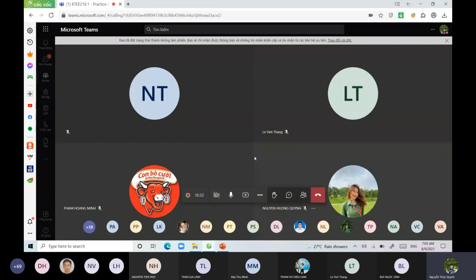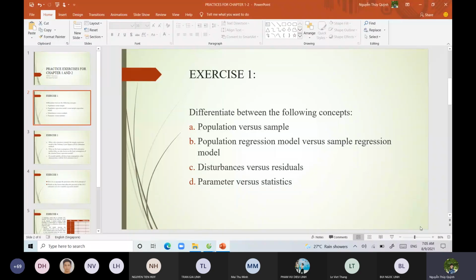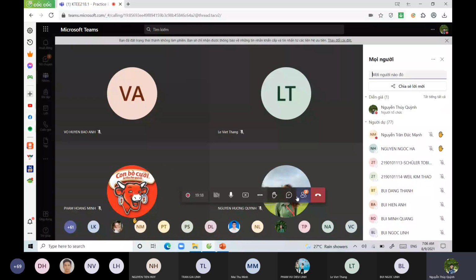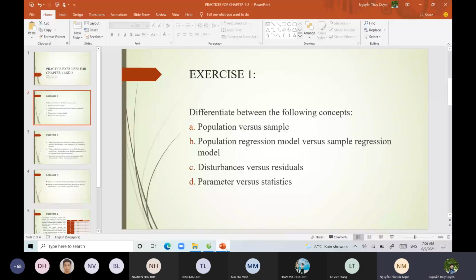Okay, time's up. And now, anyone, help me to tell the difference between the population and sample. Any volunteer? Okay, I see one volunteer. Okay, Đức Mạnh. Teacher, can you hear me clearly? Yeah, I can hear you.